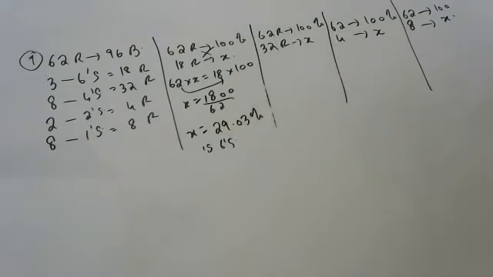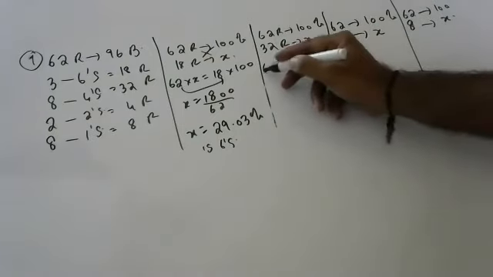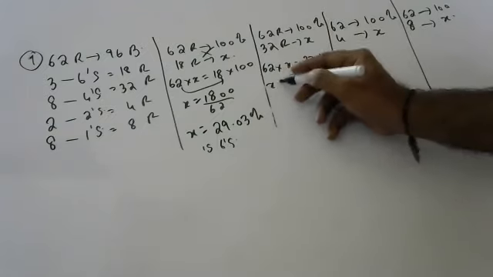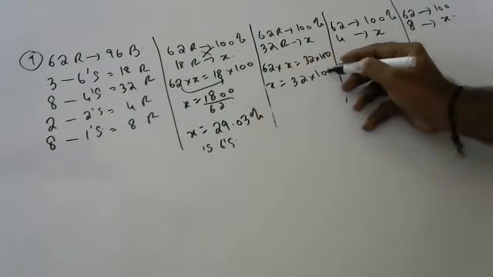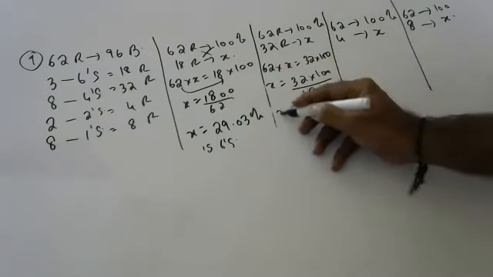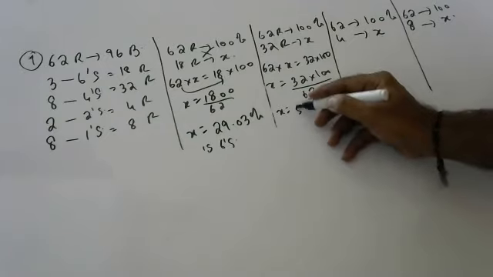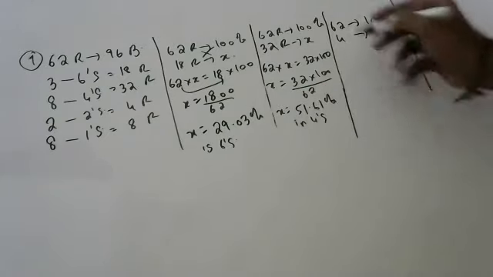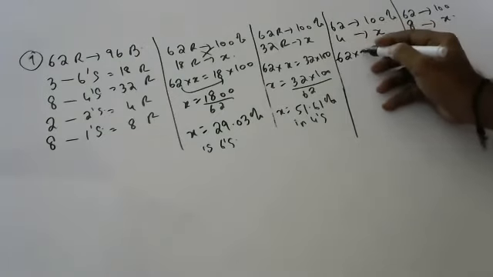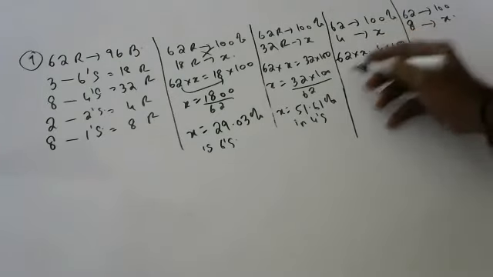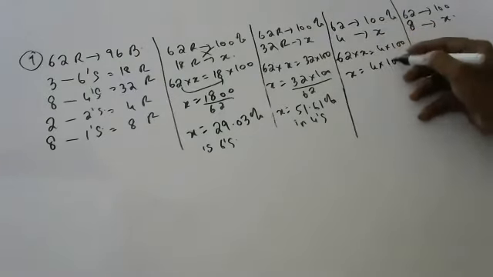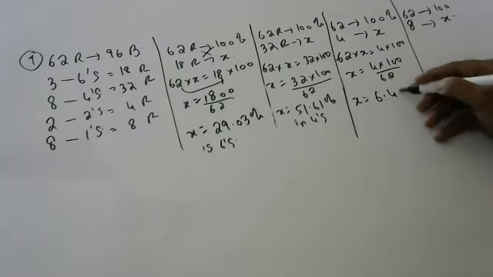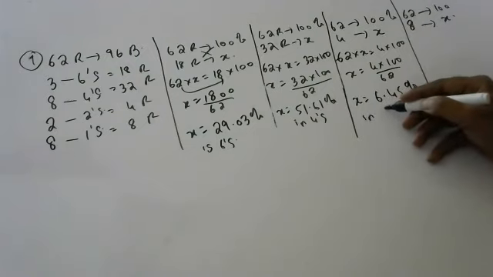Sujit, tell this also. 62 into x is equal to 32 into 100. X is equal to 32 into 100 by 62. How much is it coming? 51.61%. Next, for twos, that is 4 runs: 62 into x is equal to 4 into 100, so x is equal to 4 into 100 by 62. How much is that? 6.45% in the form of twos.